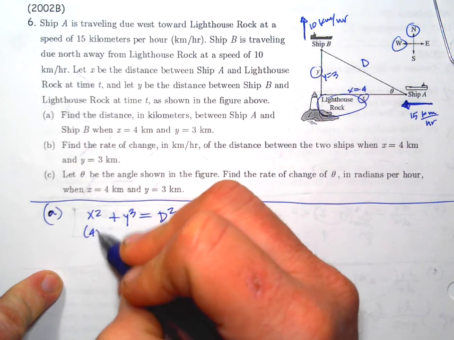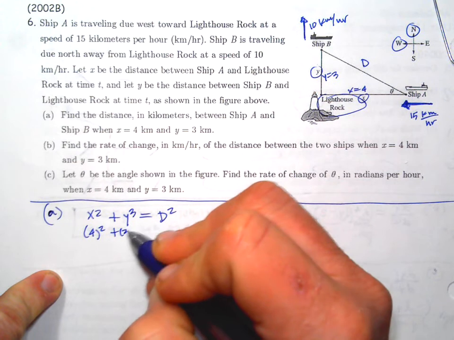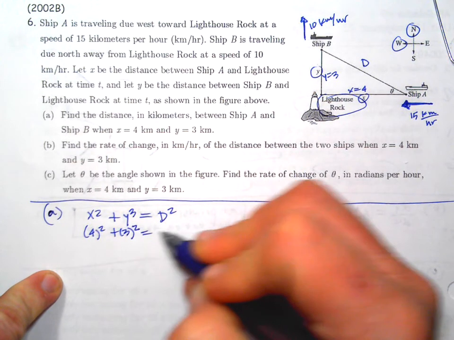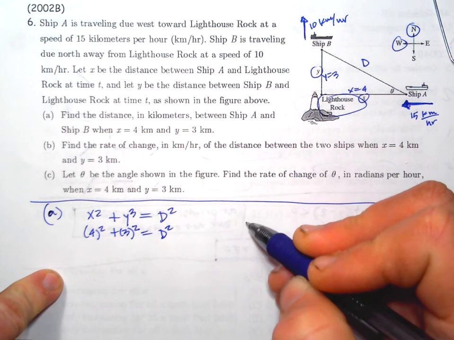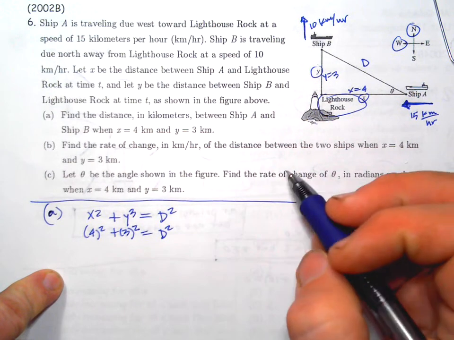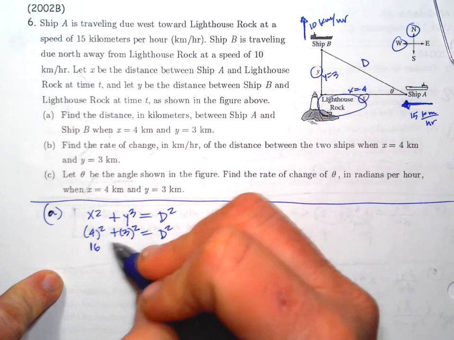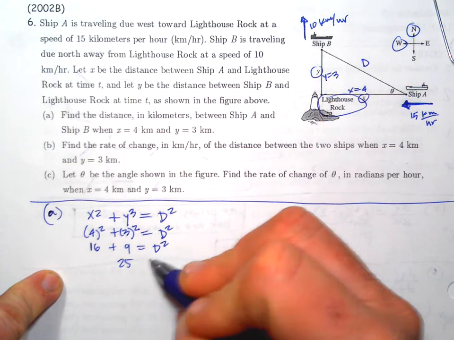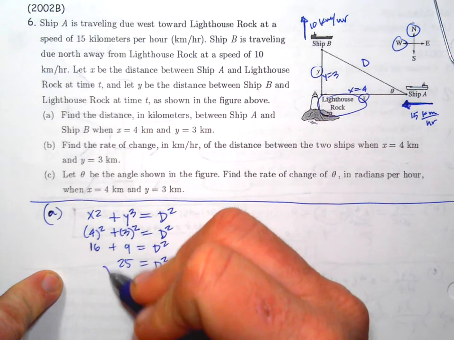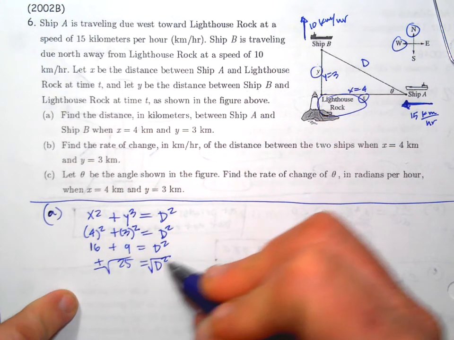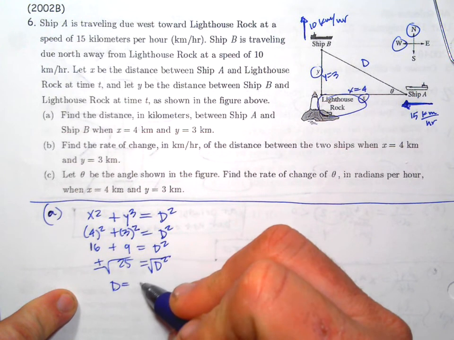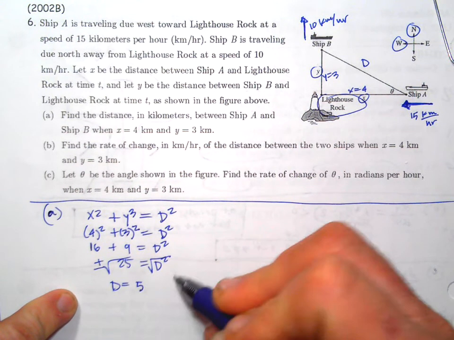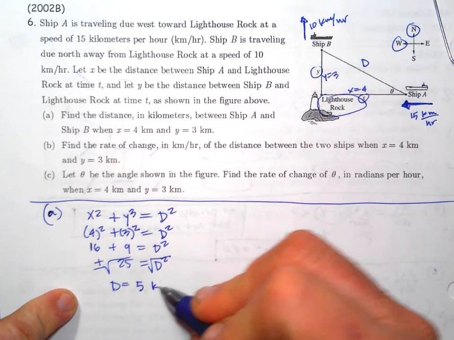So we can use that to find the distance between them when x equals 4, y equals 3. So it's 16 plus 9, 25. Square root of both sides, plus or minus, but we're only going to go with positive since it's the length, distance between the two things. The units are kilometers.